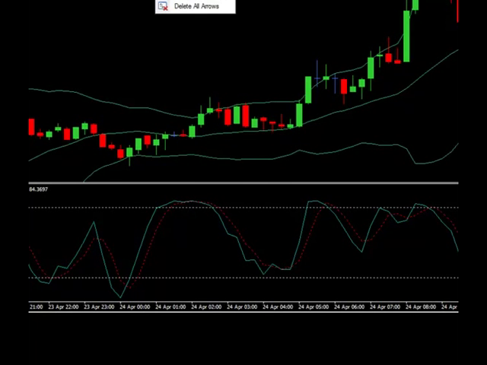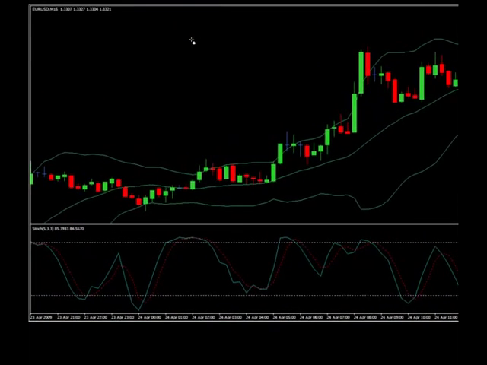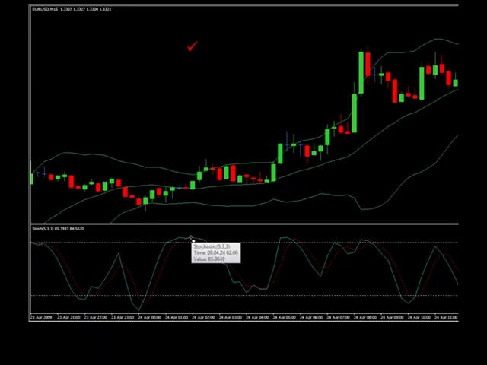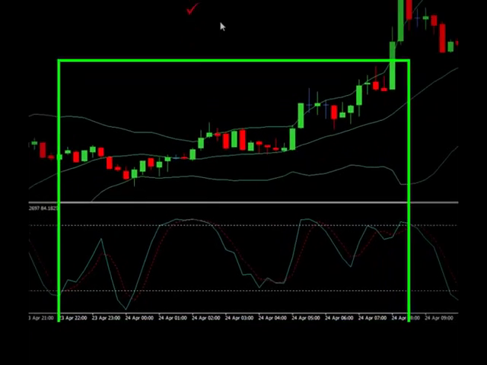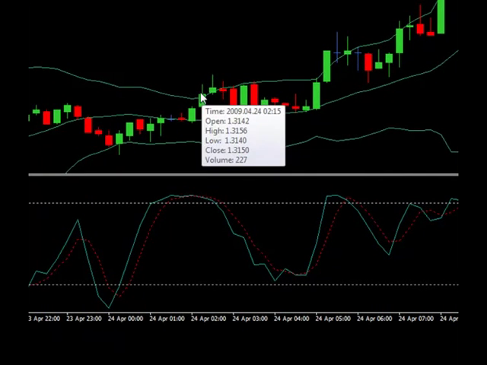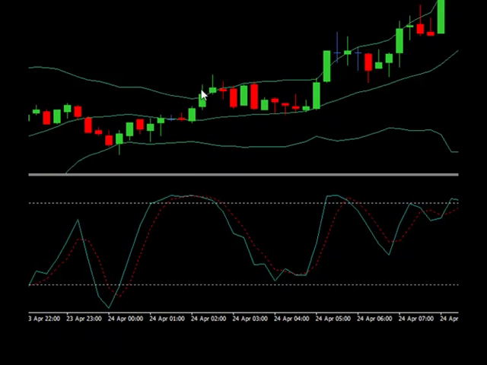So there are 3 points we'll look at. We want a close outside of the Bollinger Band, which was good. The next thing we want to look for is the overbought or oversold area, which is that. And the third thing is, once we close outside of it, we want to look for the opposite color candle. We were long here, it was green, and we're looking for our first red candle, which happened right there.